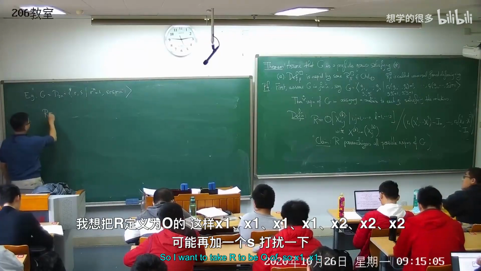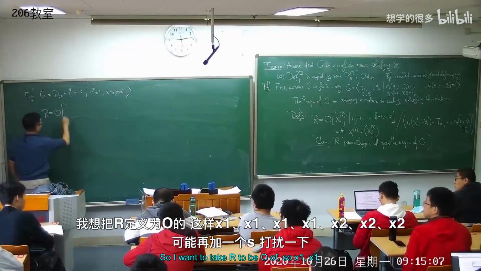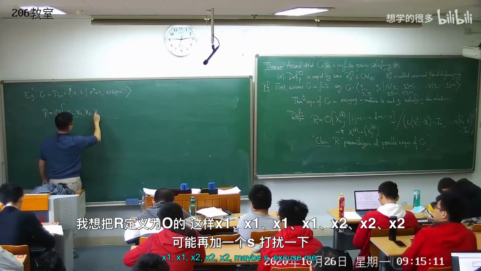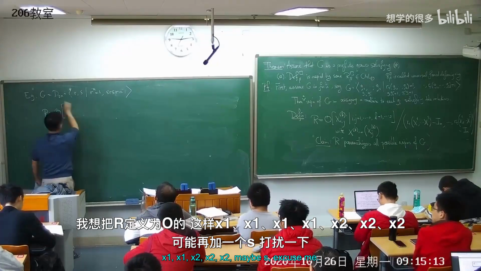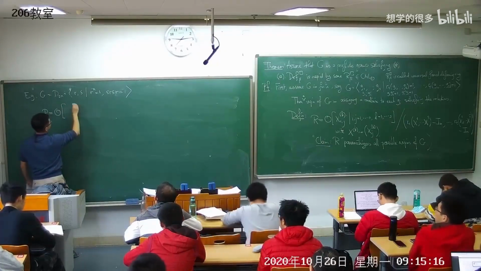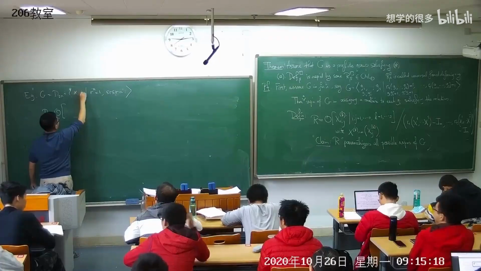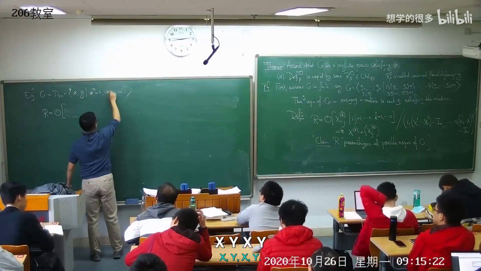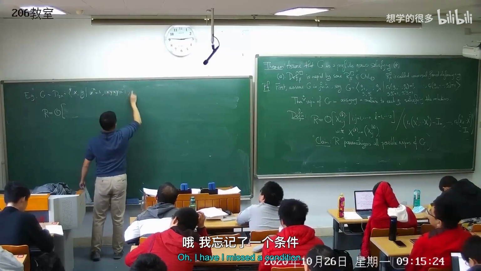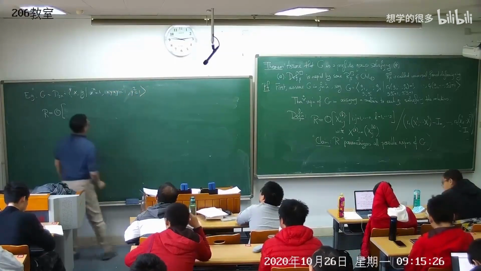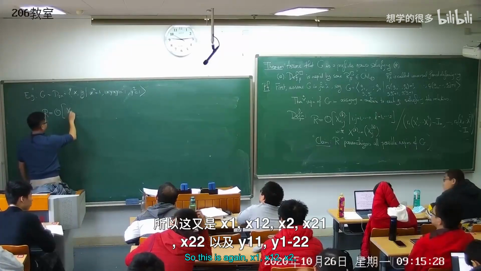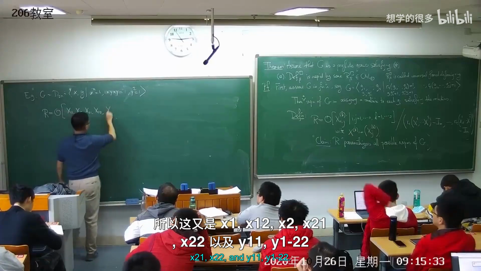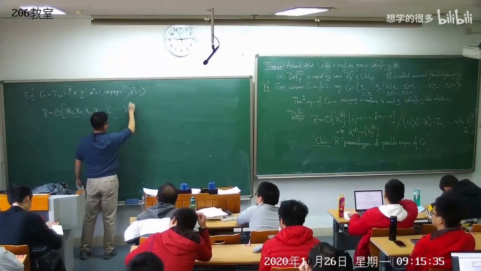So I want to take r to be x1,1, x1,2, x2,1, and s to be y. Oh, I missed a condition. Sorry. So this is again x11, x12, x21, x22, and y11, y12, y21, y22.